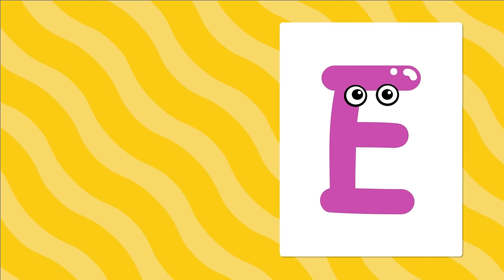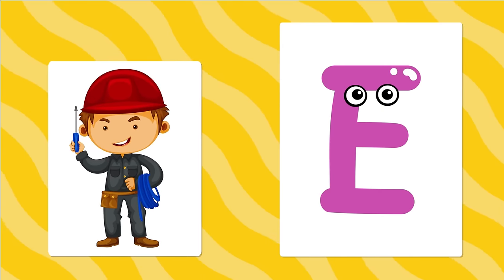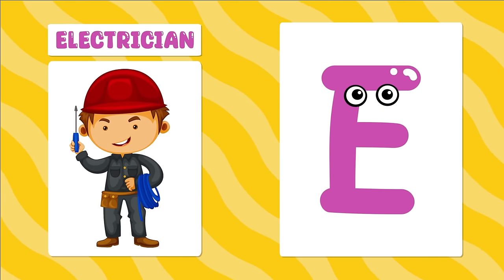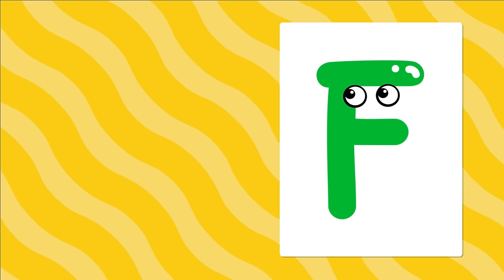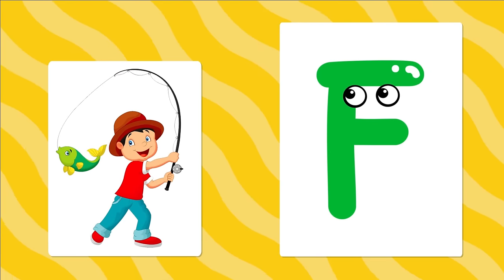E, electrician. E is for electrician. F, fisherman. F is for fisherman.